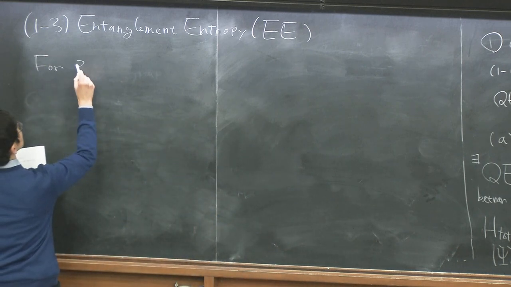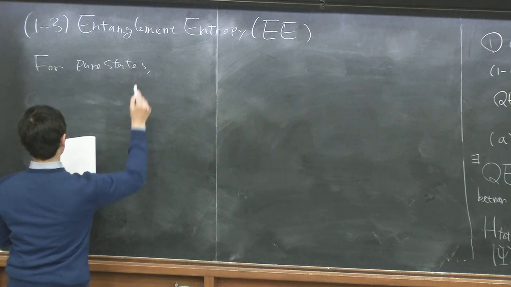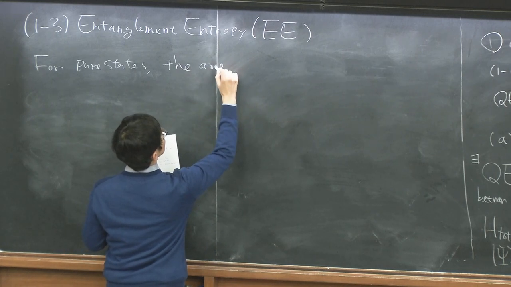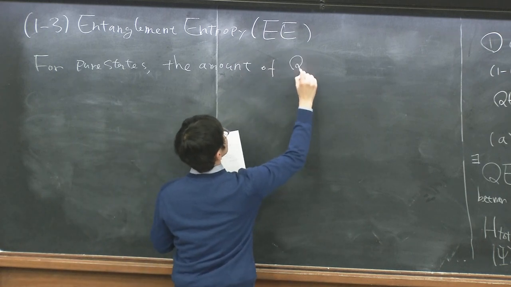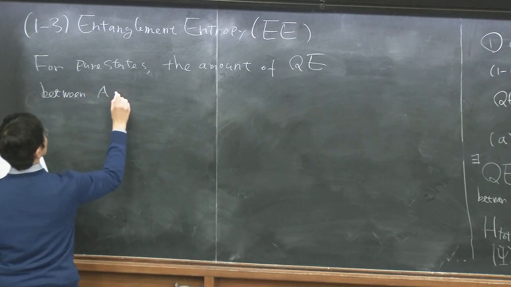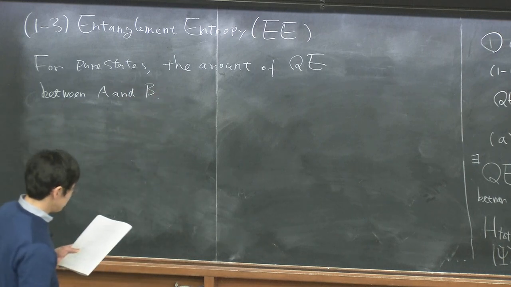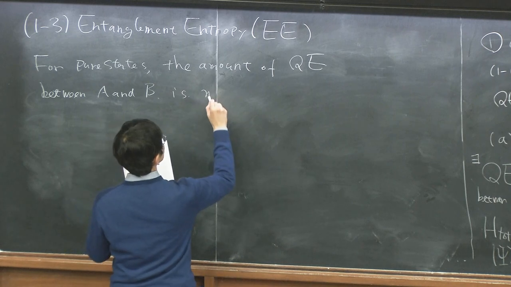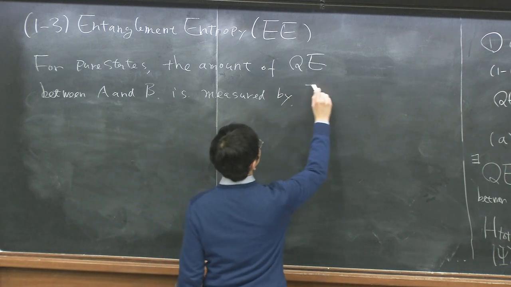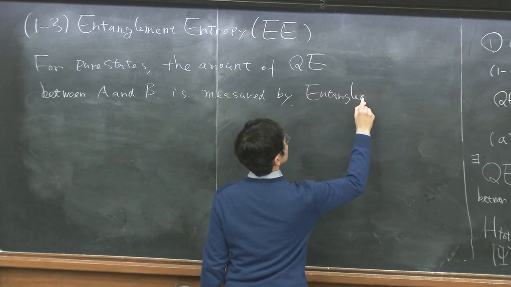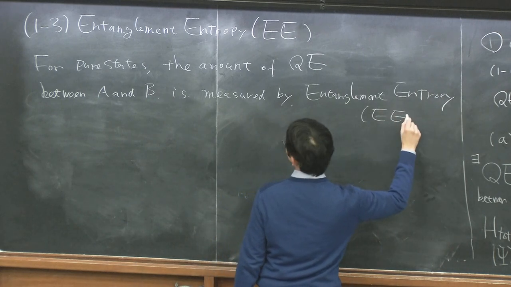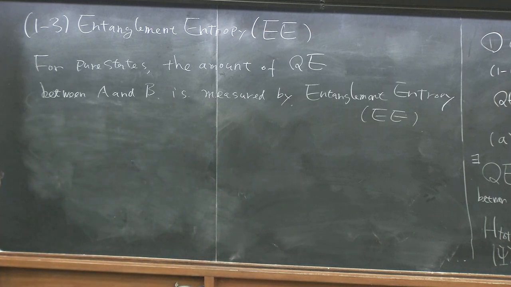For pure state, the amount of quantum entanglement between A and B, so there is two body entanglement, is measured by the so called entanglement entropy. Simple. And so the definition of entanglement entropy is like this.